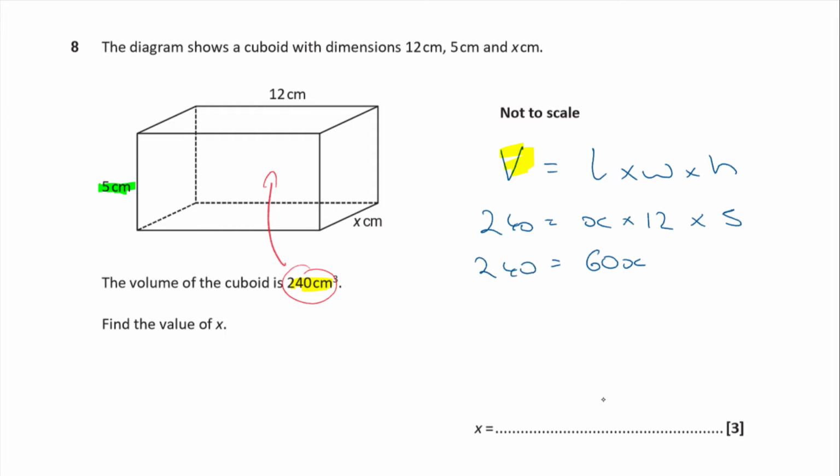Now, if I then just divide both sides by 60, then that will cancel, leaving me with x over there, look. And then 60 is into 240, that goes 4 times. Okay, so that tells me then that the width of our box, or our length of our box, needs to be 4, because 4 times 12 times 5 is going to be 240.